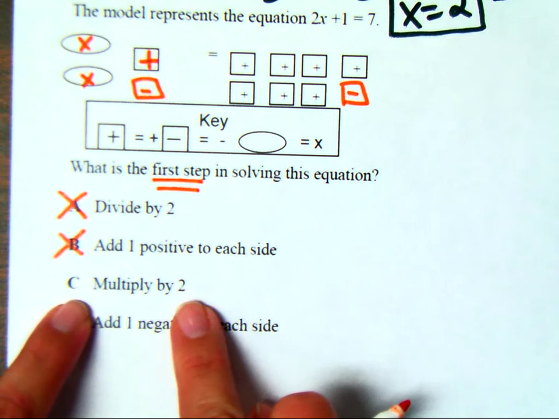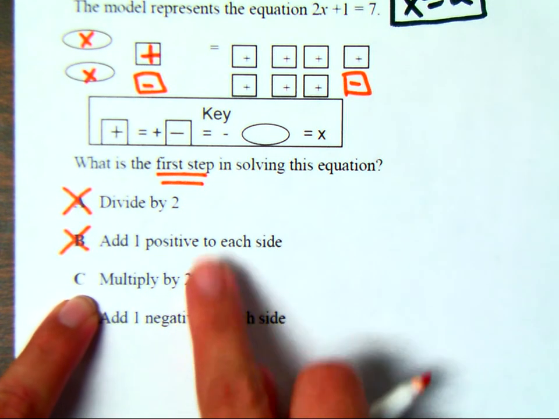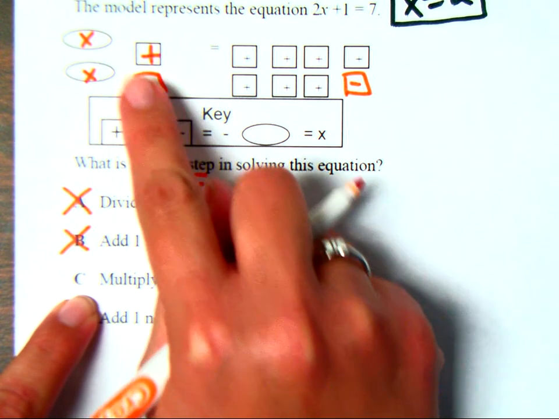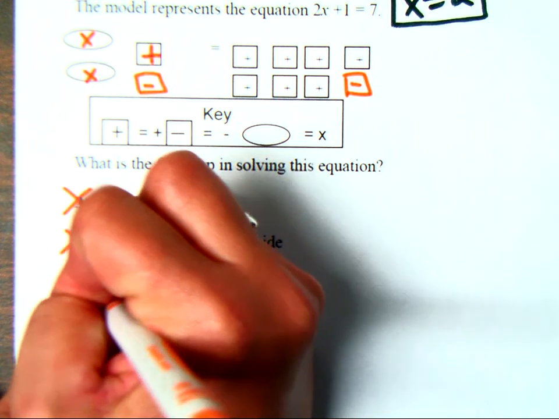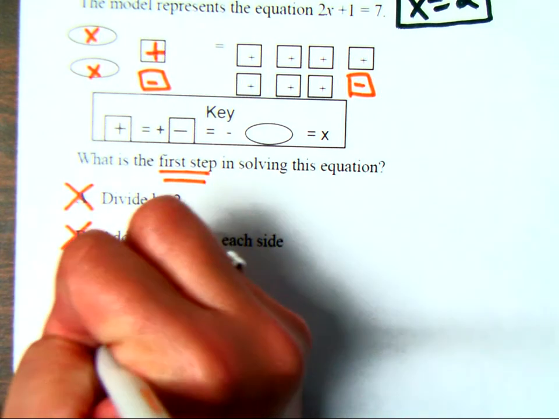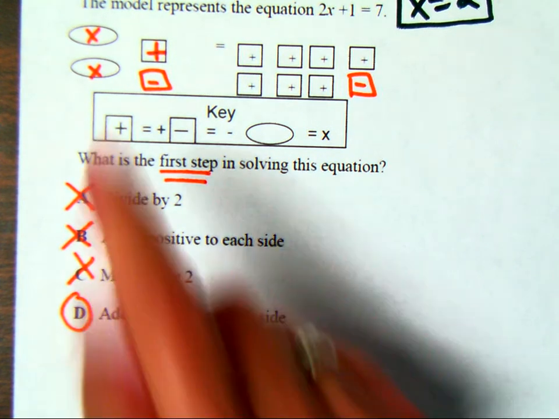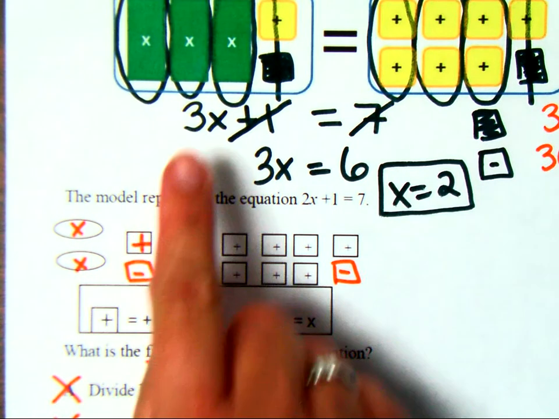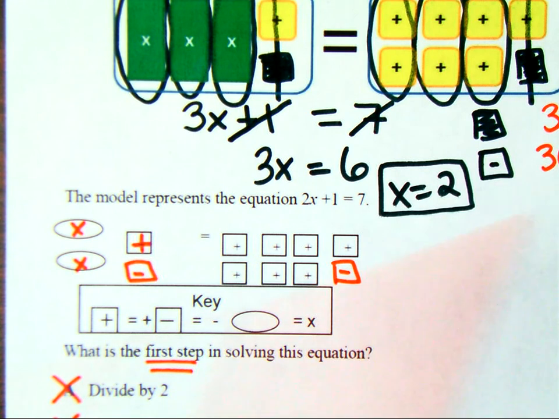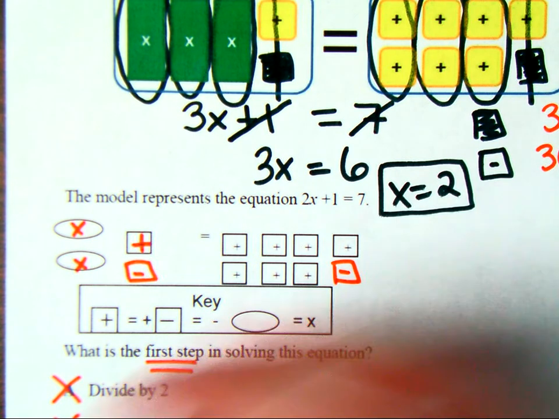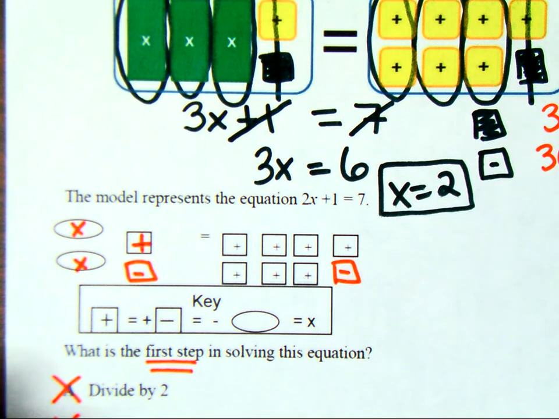Did I multiply by 2? Nope. Remember, your ultimate goal is to get these x's by themselves. Yep, we added a negative to each side. So you're getting rid of that constant first, whatever's with those x's, so that you're leading to get those x's by themselves. Now you're going to answer a few questions based on these pictures and also the process. Good luck.